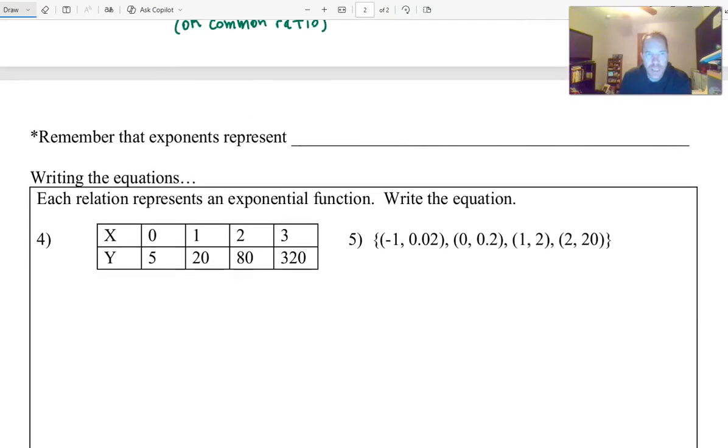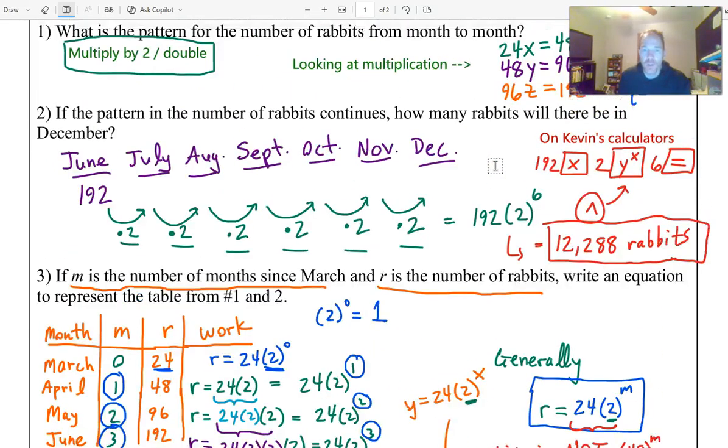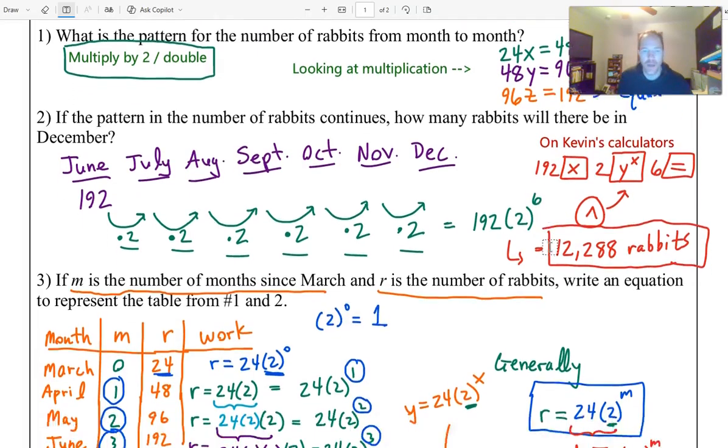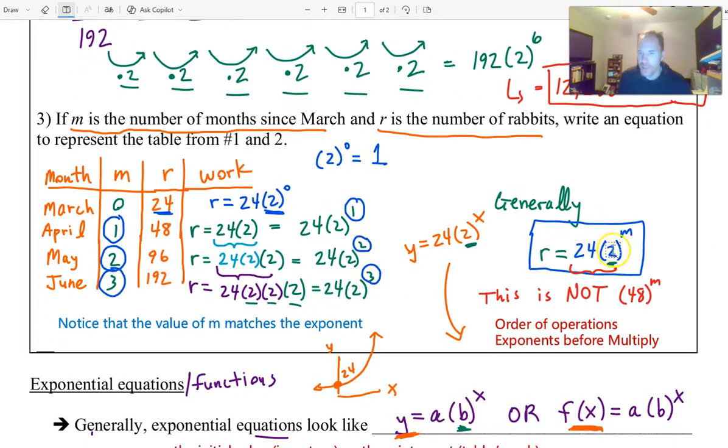So just a reminder here that exponents generally represent repeated multiplication. There you go. Exponents represent repeated multiplication. I'm going to go back up real quick here. Back here in number 2, instead of actually typing out times 2 times 2 times 2, I could use an exponent as a shortcut there. Same thing with my equation in number 3. I'm going to keep multiplying by 2. How many times? Well, how many months? As many months as it's been since March.